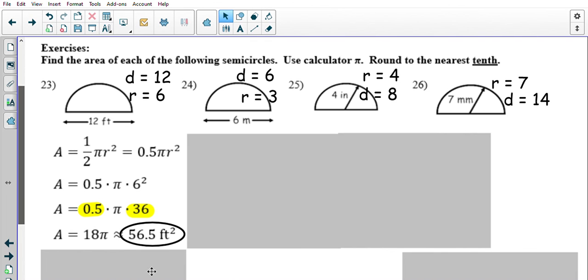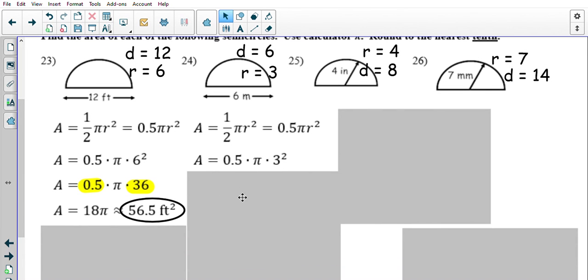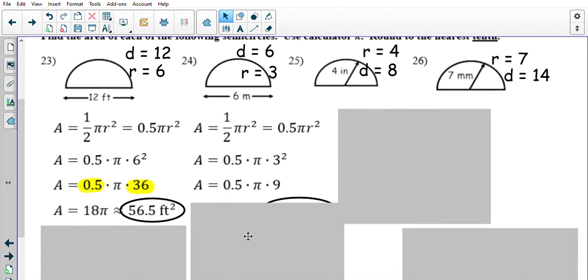Number 24, we're given a diameter of 6, which means the radius is 3. So let's plug it in. We're going to do 0.5 times pi times 3 squared. 3 squared is 9, and half of 9 is 4.5. So we get 4.5 pi, which is about 14.1 meters squared.